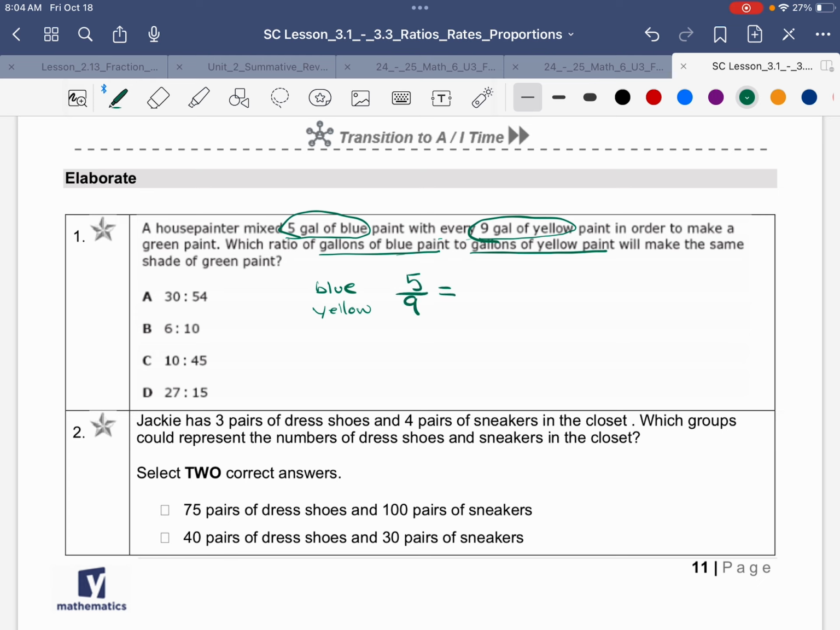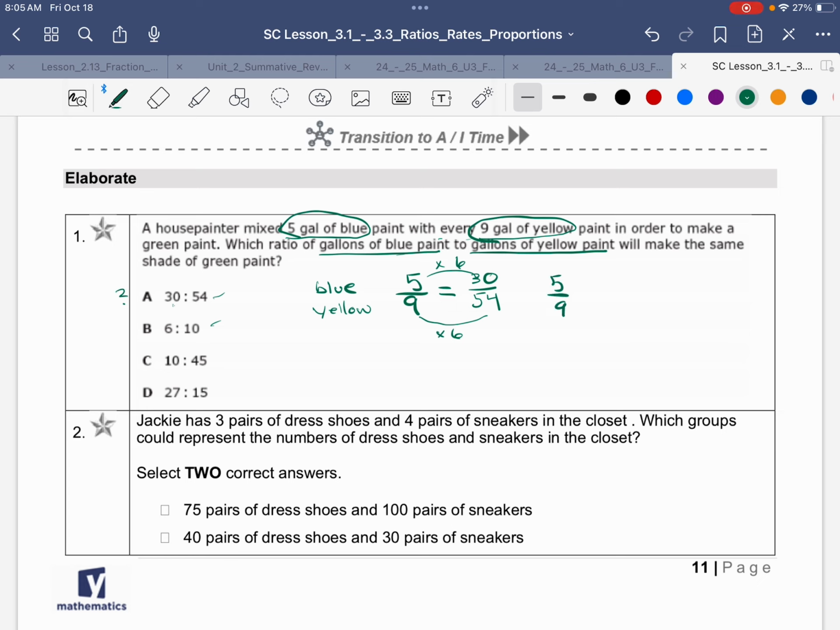I want to know which one of those would match up with one of our solutions here. So we can look at, let's see, does it match up with 30 to 45 to 54? When we go from here to here, that would be times 6. 9 times 6, is that 54? I believe it is. So that's potential, okay?